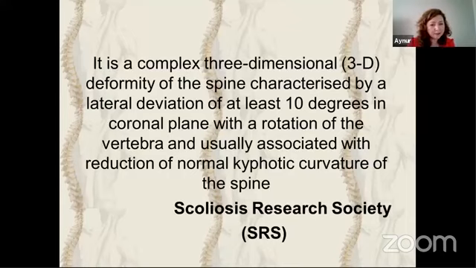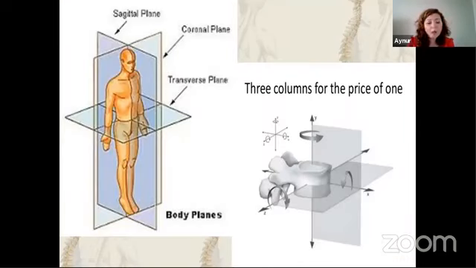The Scoliosis Research Society defined it as a complex three-dimensional deformity of the spine characterized by a lateral deviation of at least 10 degrees in the coronal plane with rotation of the vertebra, and usually associated with reduction of the normal kyphotic curvature of the spine. Please look at this one. Reduction of normal kyphotic curvature is very important. We see deformities in three planes: sagittal plane, coronal plane, and transverse plane of the body.